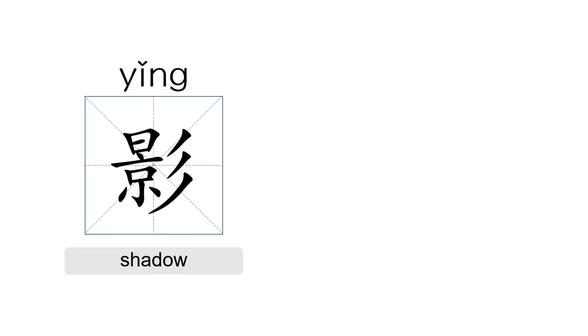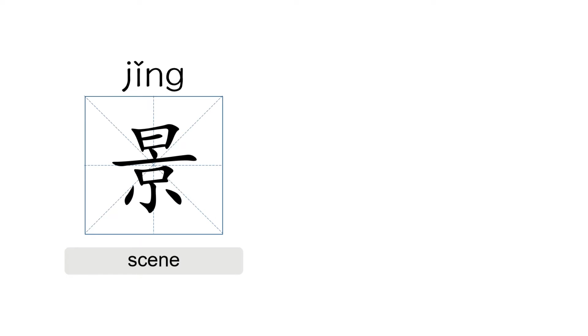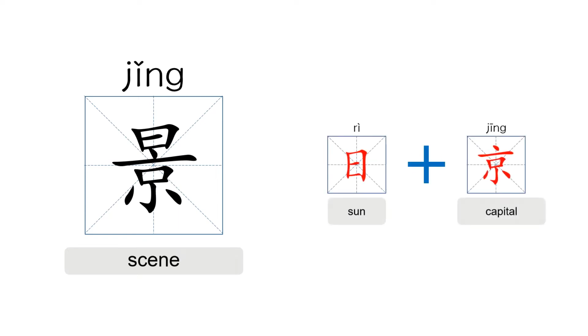It also can be divided into left part 景, which means scenery, and the right part, the three same strokes 撇, downward left firstly. And we can continue to divide the left part 景. The character 景 can be divided into the upper part 日, which means sun, and the lower part 京, which means capital.